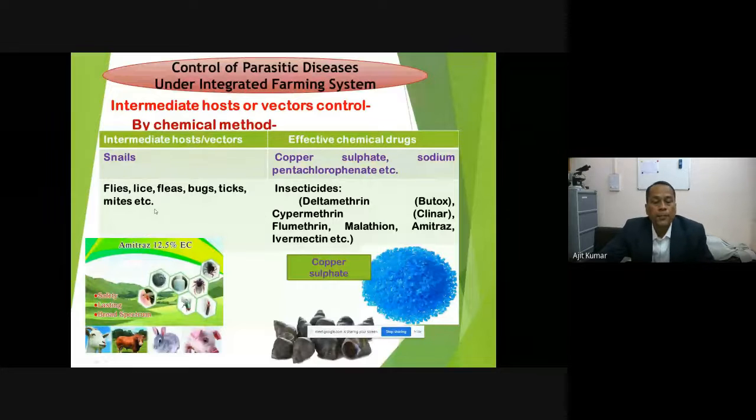And as I have discussed previously, some ectoparasites, mainly ticks, act as a vector for many protozoan, bacterial, and viral diseases. So by controlling the tick population, we can control tick-transmitted diseases like theileriosis, babesiosis, heartwater disease, and other bacterial and viral diseases. By using insecticides, chemical as well as herbal insecticides like neem leaf and karanj, which act as a herbal ectoparasite tick drug. So by using chemical and herbal insecticide, we can control this vector. Then ultimately we can control the parasitic infection.